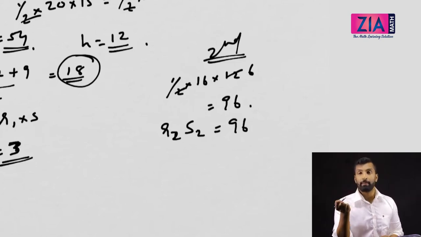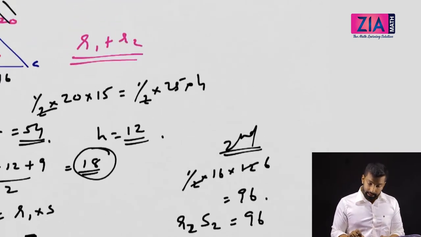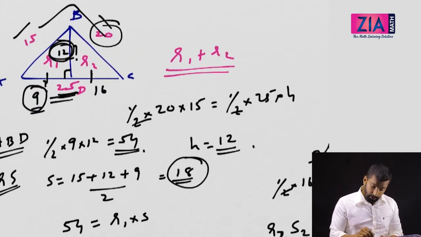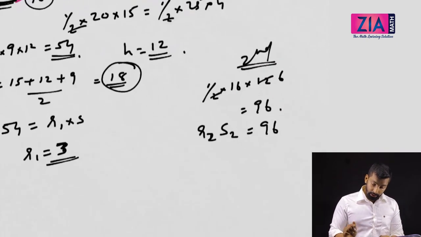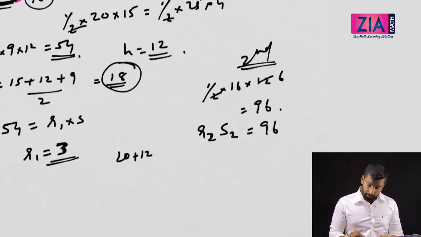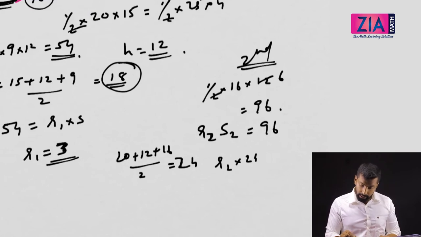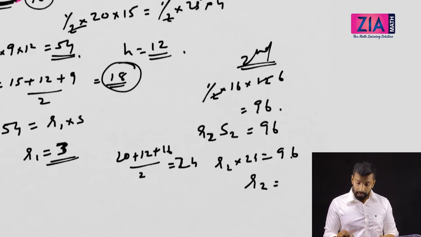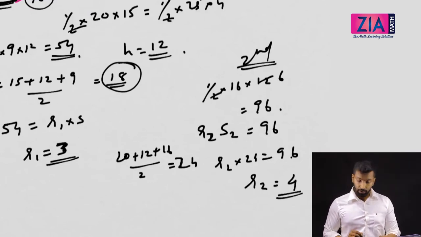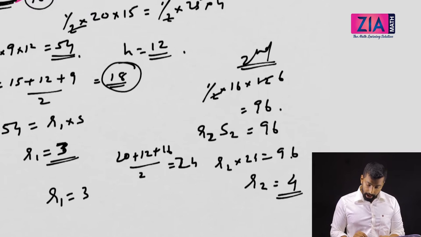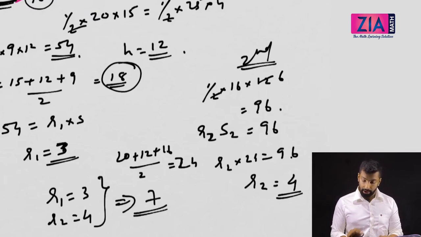What is S2? Semi-perimeter. How will you find? So three sides which are 20, 12 and 16, right? So 20 plus 12 plus 16 divided by 2, you will get it as 24. So S2 you get it as 24. So R2 into 24 is equal to 96. So what is R2? R2 is equal to 4. So we got R1 is equal to 3 and R2 is equal to 4. What is asked to find out is the sum, which is equal to 7.